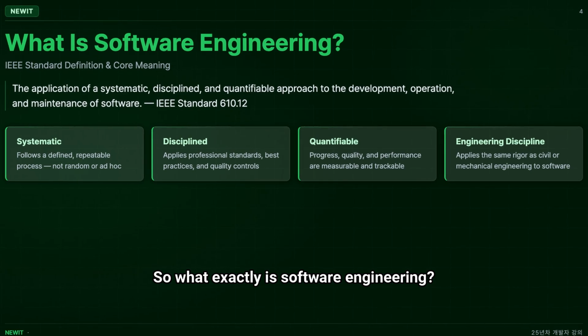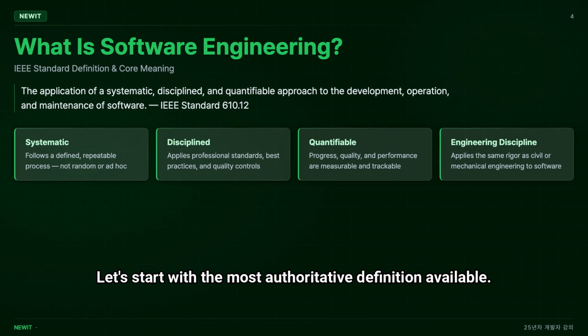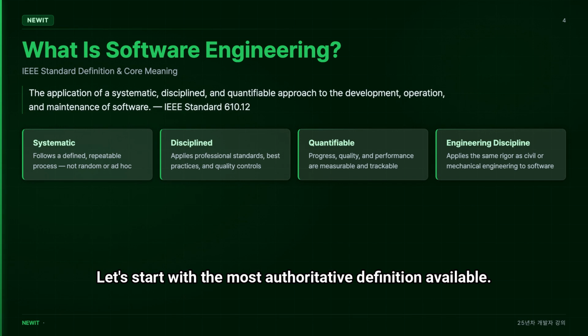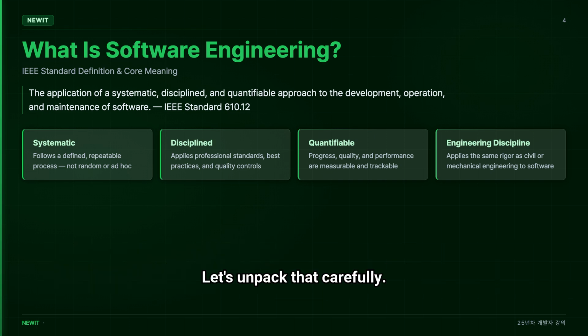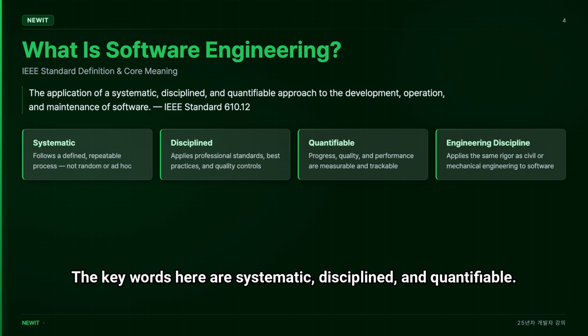So what exactly is software engineering? Let's start with the most authoritative definition available. The IEEE, the Institute of Electrical and Electronics Engineers, defines software engineering as the application of a systematic, disciplined, and quantifiable approach to the development, operation, and maintenance of software. Let's unpack that carefully. The key words here are systematic, disciplined, and quantifiable.